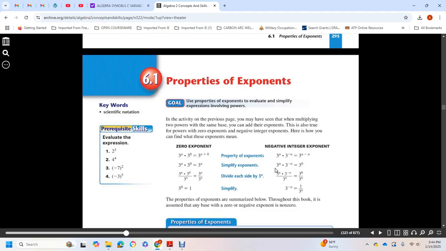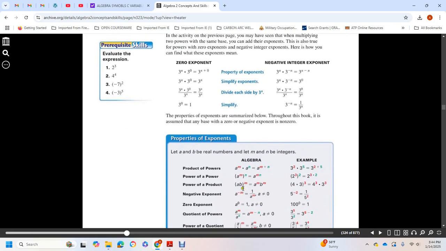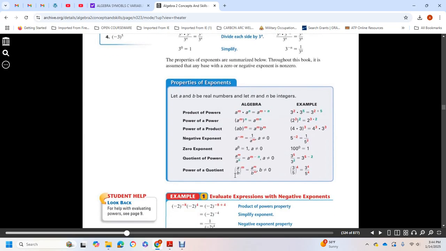3 to the nth times 3 to the negative nth over 3 to the nth equals 3 to the 0 over 3 to the nth. 3 to 0 is equal to 1. Simplified, 3 to the negative nth is equal to 1 over 3 to the nth. For the properties of exponents summarized throughout this book, any base with a 0 or negative exponent is assumed to be non-zero.